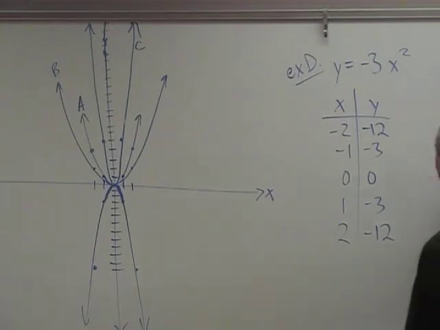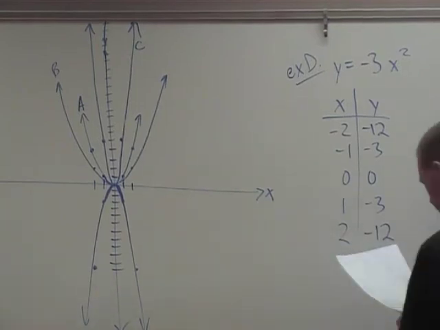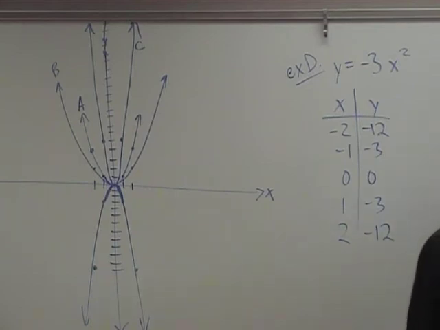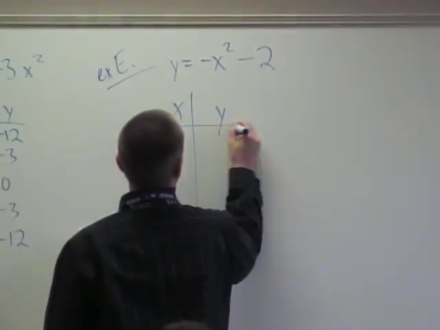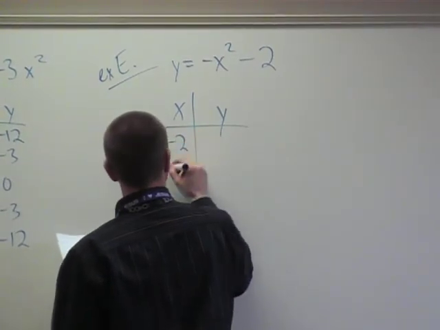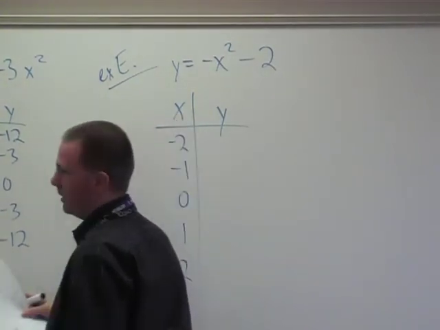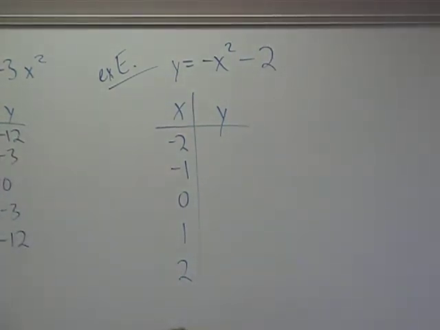All right, so here's the next one. I'm glad you asked that question because this will change things a little bit. Notice what happens to your responses. Y equals negative x squared minus 2. Make sure everybody in here gets the right signs. Remember, the negative is the negative 1 as the coefficient.